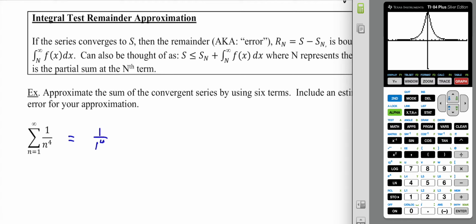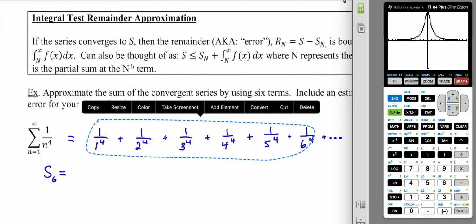So 1 over 1 to the 4th, 1 over 2 to the 4th, 1 over 3 to the 4th, 1 over 4 to the 4th, 1 over 5 to the 4th. Well, I don't even know why I did that, because the number of the term is written right in the value itself. Now, I don't personally want to figure this out by hand, because we could go on and on and on, but they only want us to go 6 terms. So if I want S sub 6, I'm only adding up the 6th partial sum.